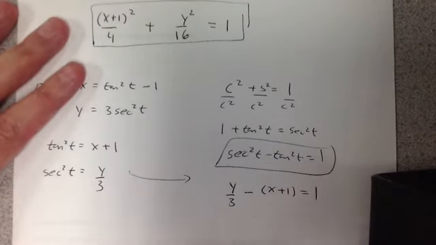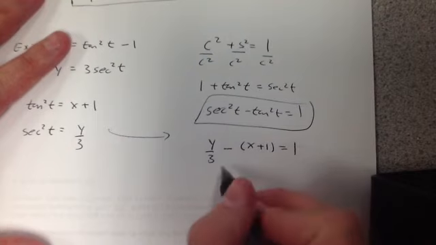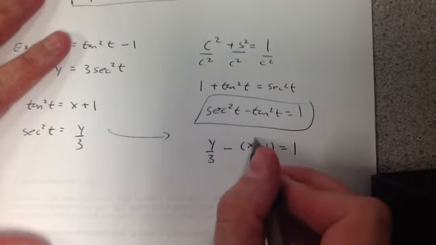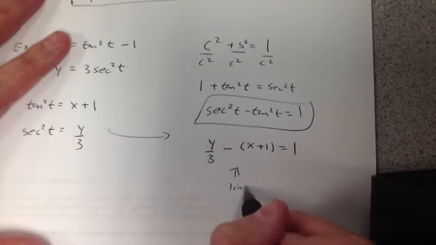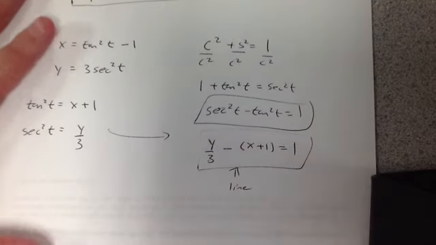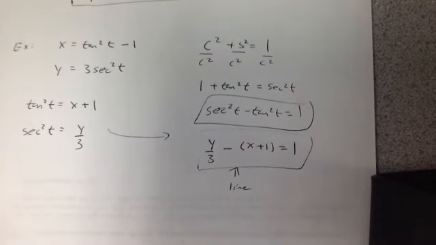And if you notice, this is kind of a cool one. This is actually the shape of a line, because all my powers are 1. This is a line, and you can solve for y if you want to. All right, go to part 2, and we'll look at some graphing.